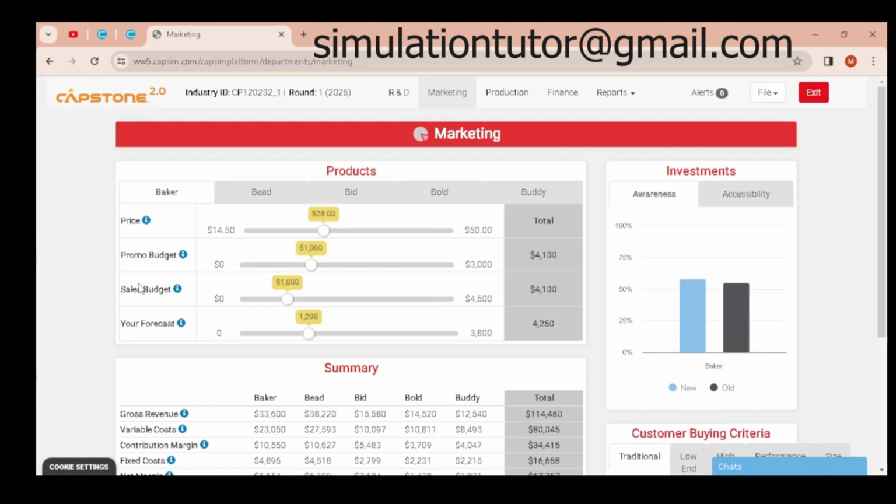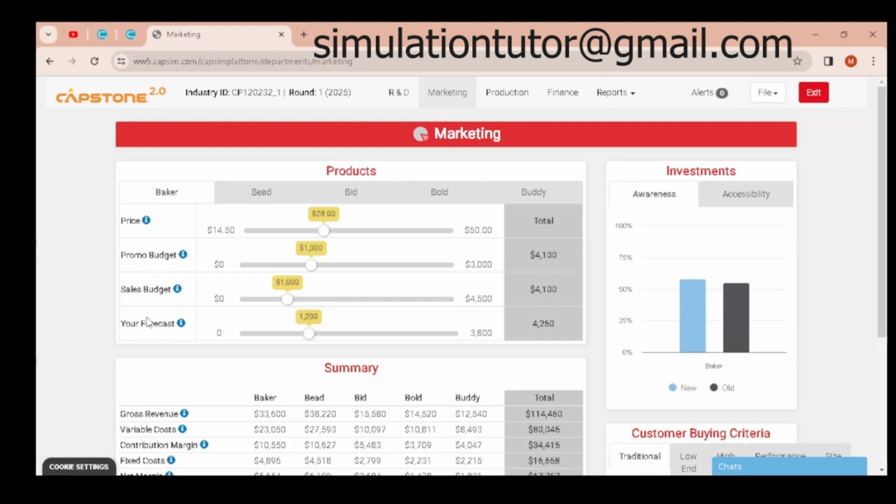Then you have the sales budget, which simply increases or promotes customer accessibility. This simply means how accessible our products are to the customers. So for customers to access our products easily, we normally promote the sales budget.